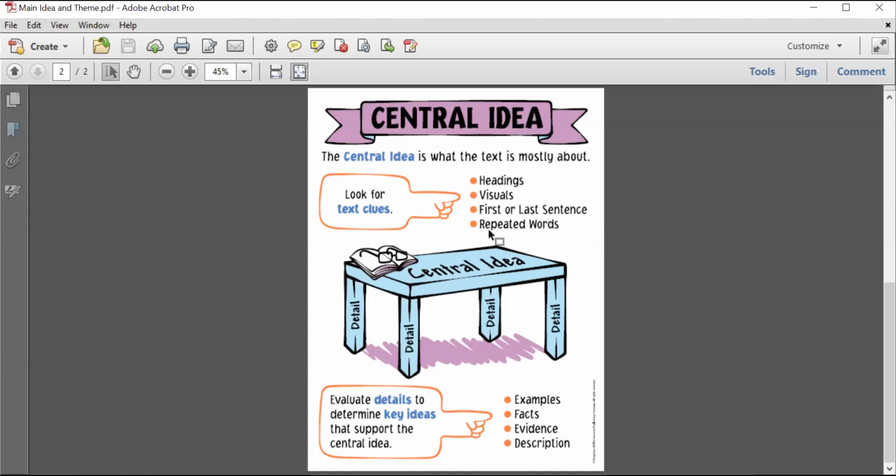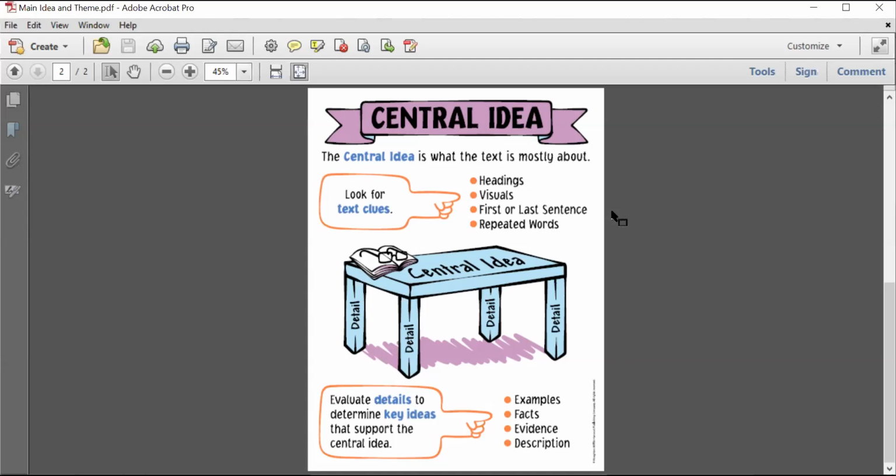If you're noticing that a word is repeated often when you're reading, that could also be a huge clue to the central idea, because if the author is using that word or that idea multiple times, that's probably what the text is mostly about. So repeated words or repeated ideas throughout the reading are probably clues for the central idea.